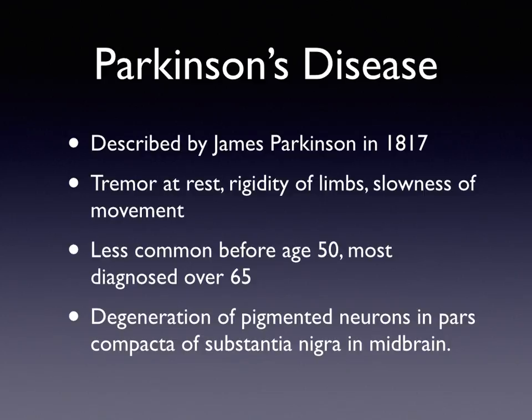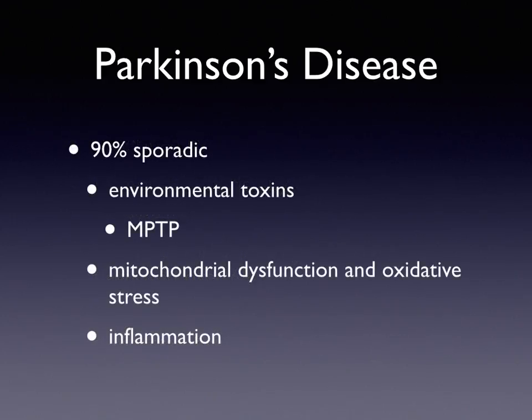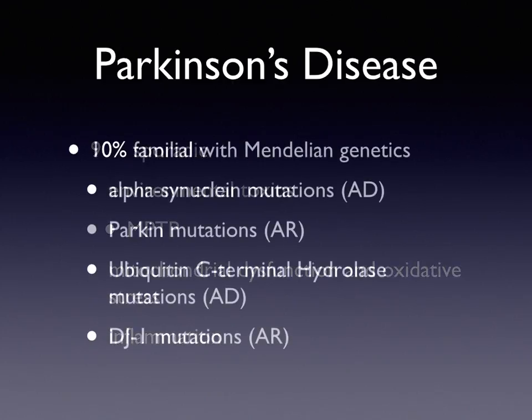Now, most patients with Parkinson's are diagnosed over age 65, but we do see people below age 50 who are diagnosed as well. And of course, the pathology is related to degeneration of neurons in the substantia nigra. 90% is sporadic. We really don't know what the cause is. It has been hypothesized to be related to mitochondrial dysfunction and inflammation, but that's really the extent of what we understand. 10% is thought to be hereditary.